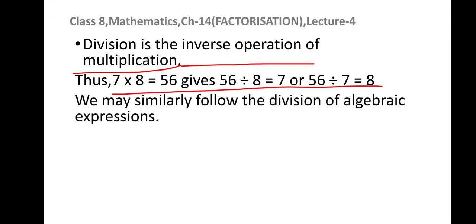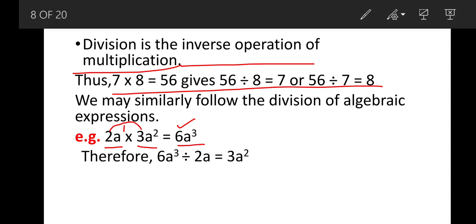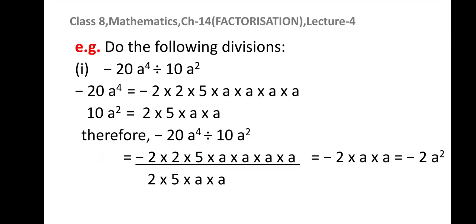We may similarly follow the division of algebraic expressions. In the same manner, we need to do the division of algebraic expressions. Now, I am taking an example. This is the multiplication of two monomials, that is 2a into 3a square. 2 into 3 will give you 6. A raised to the power 1 into a raised to the power 2 is a raised to the power 3. So therefore, if I will be dividing 6a cube by 2a, then I will be getting the answer as 3a square. And if I will be dividing 6a cube by 3a square, what will be my answer? 2a will be my answer. So this is 6a cube divided by 3a square, you will be getting 2a.